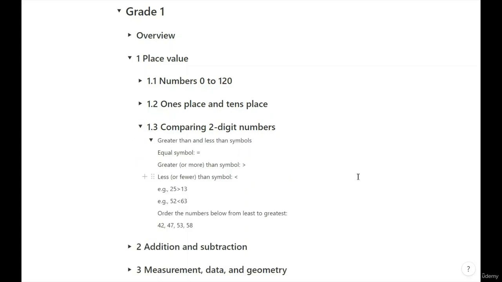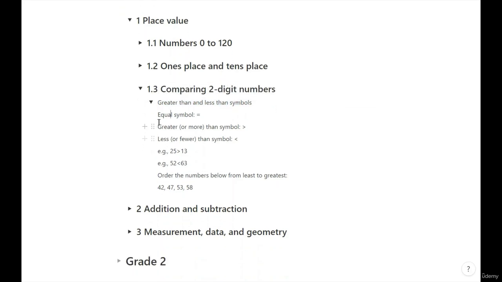1.3 is about comparing two-digit numbers. So we should know greater than and less than symbols. First of all, equal sign or equal symbol is like this. Greater or more than symbol sign is like this. That means left is greater. Less or fewer than symbol is like this. That means the number on the left is less.